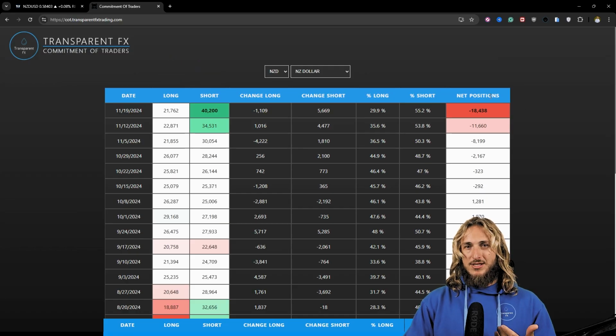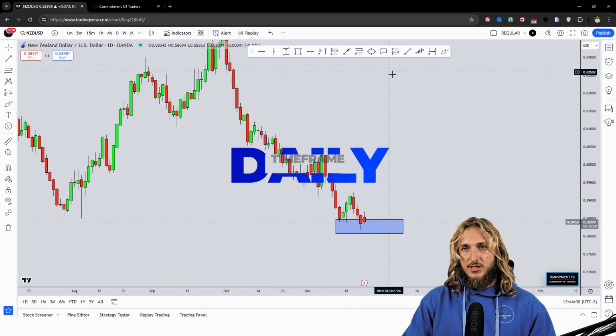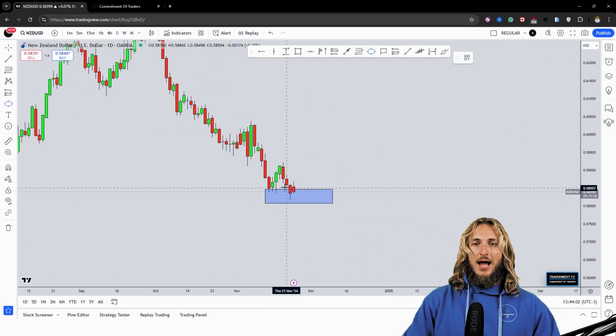So we need to start to see net positions being increased before there is an increased probability of seeing a potential rejection to the upside away from this level.